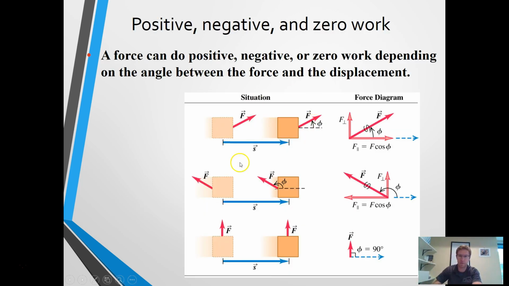Here's a couple diagrams of different forces. In each of these, I want you to tell me, is the force doing positive work, negative work, or 0 work? Okay, so pause it, look at the pictures, and label each of these.